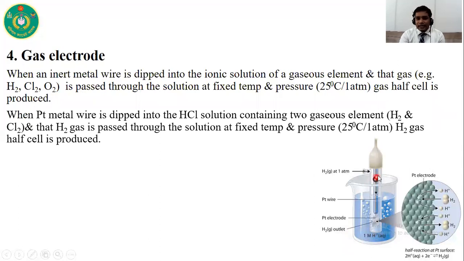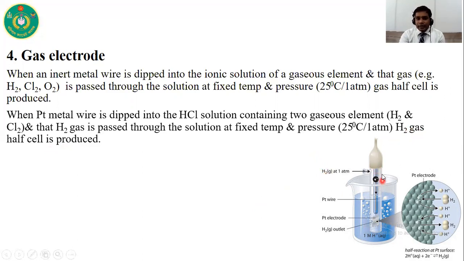For example, when a platinum wire is dipped into a hydrochloric acid solution containing two gaseous elements, one is hydrogen gas and another is chlorine gas, and if we pass hydrogen gas through the solution at fixed temperature, that means 25 degrees Celsius, and fixed pressure, that means 1 atmosphere, then a hydrogen gas half cell is produced. If we pass chlorine gas instead of hydrogen, this is called a chlorine gas half cell.